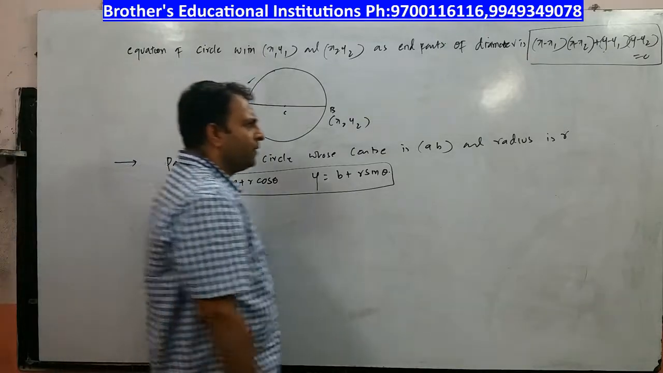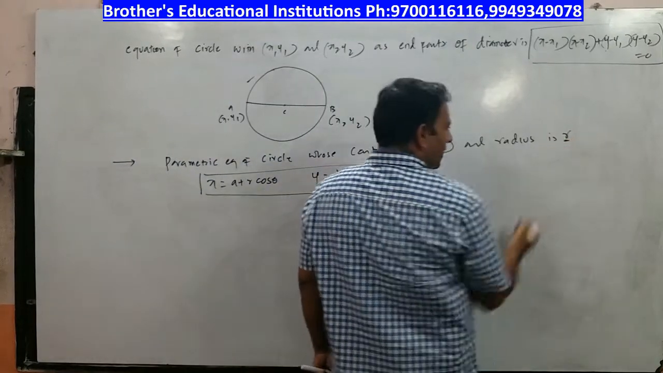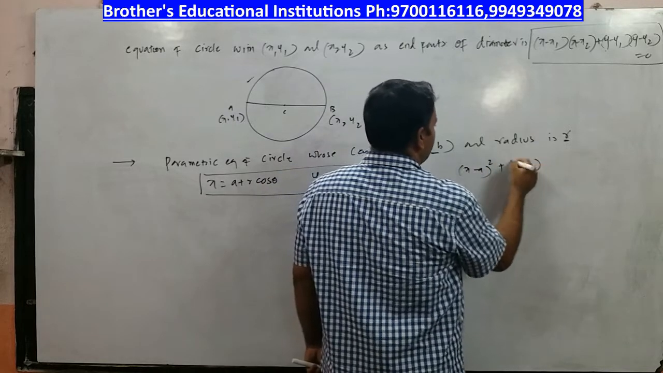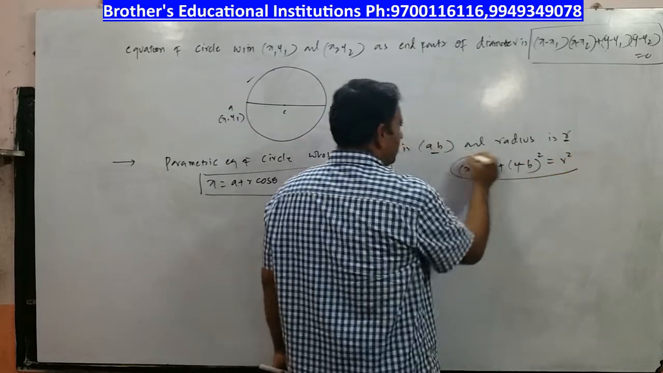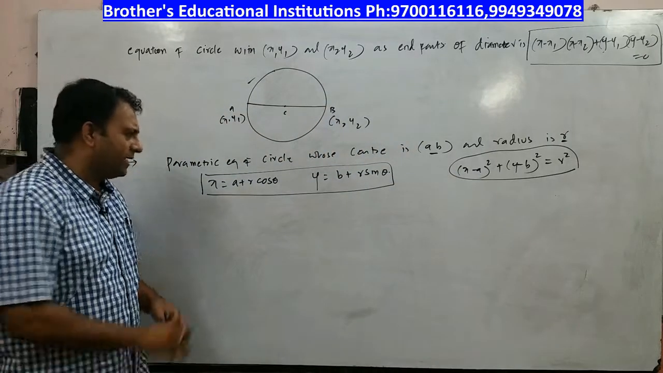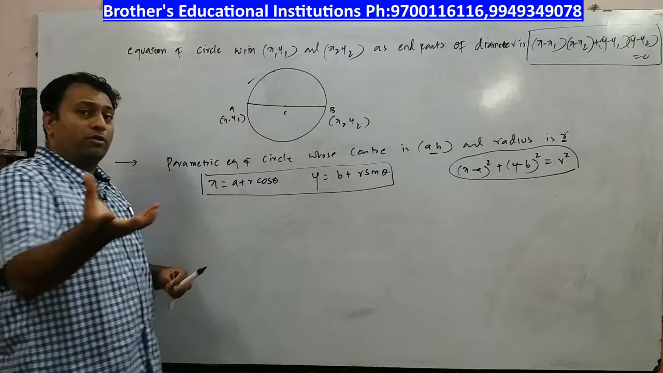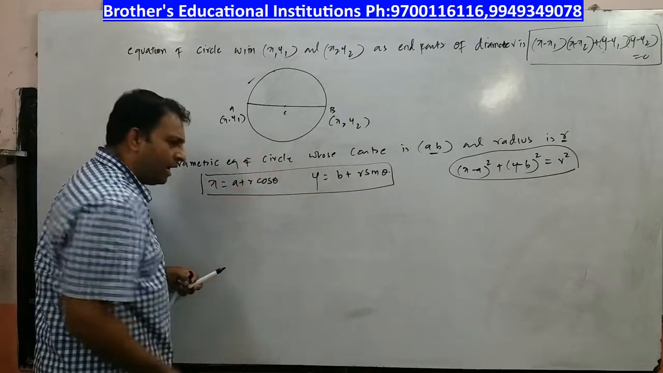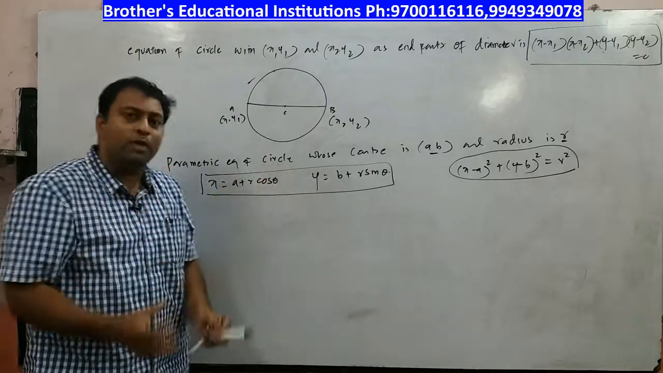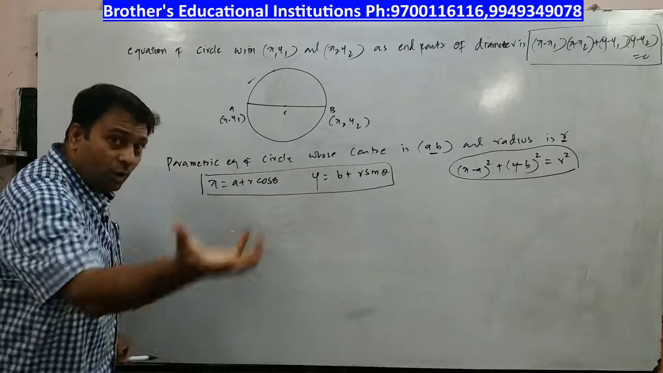Now let me tell you, when center (a, b) and radius r are given to you, what is the equation of the circle? (x − a)² + (y − b)² = r². This is the equation of the circle. Now you had problems in your elementary classes: eliminate theta. In trigonometry you must have done this. If I eliminate theta, I am going to get the equation of a curve. You have got it in the previous classes.